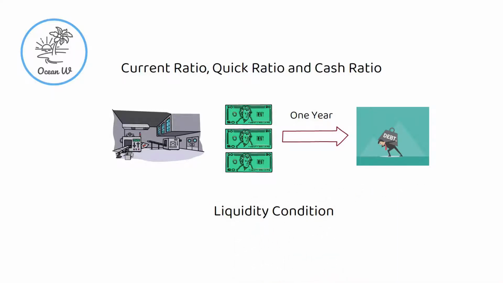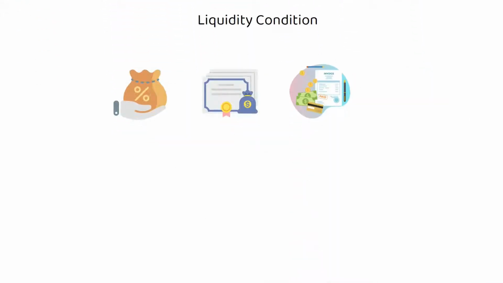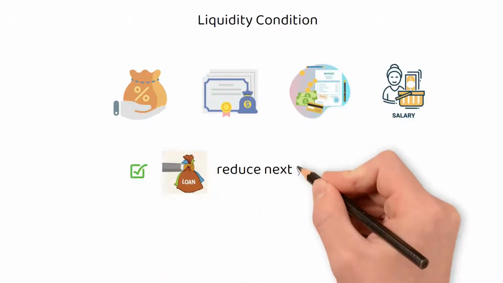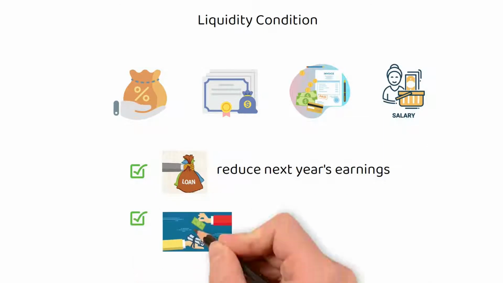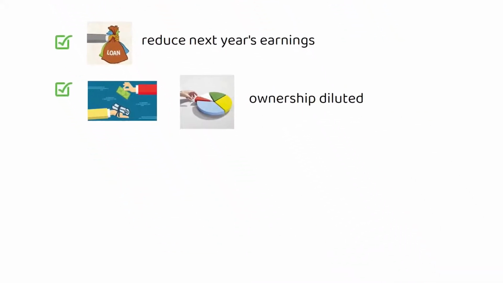What does a company normally do? If it has difficulties to fulfill interest payment, bond dividends, suppliers' invoices, and staff salaries, it can take more loans. This will reduce next year's earnings. Or raise funds by issuing more shares. Existing investors are forced to buy more shares, otherwise their ownership percentage will be diluted.